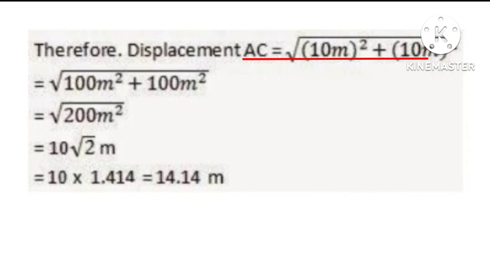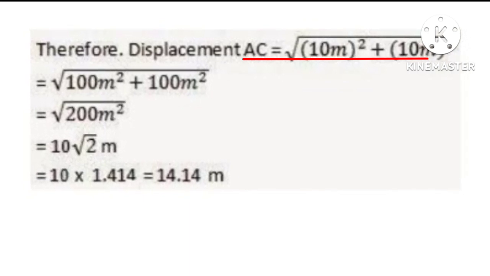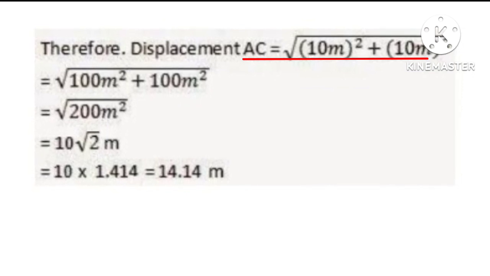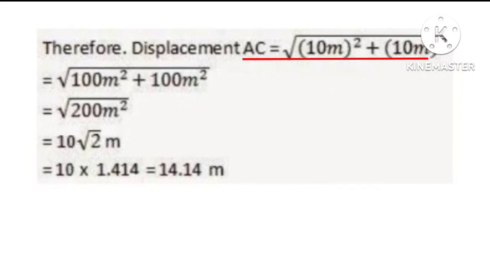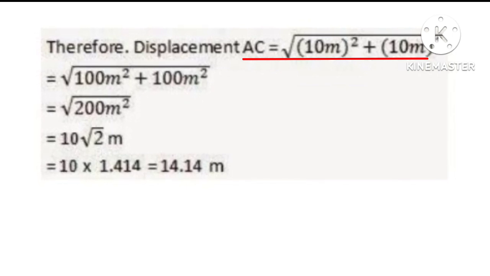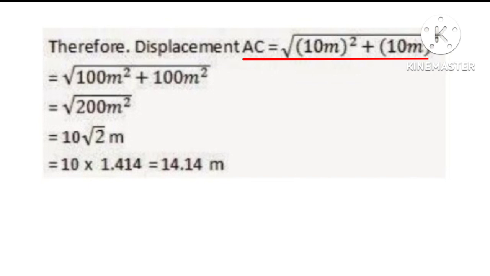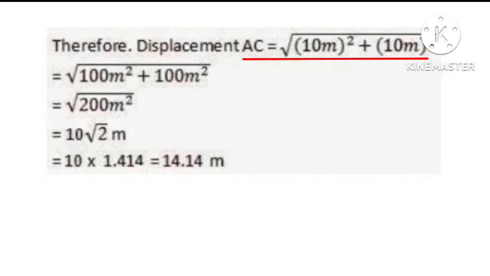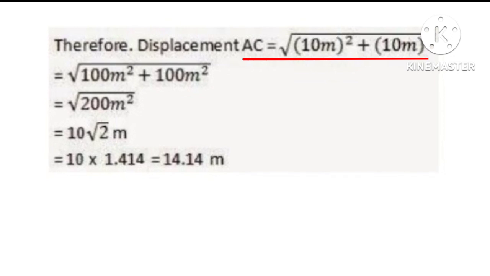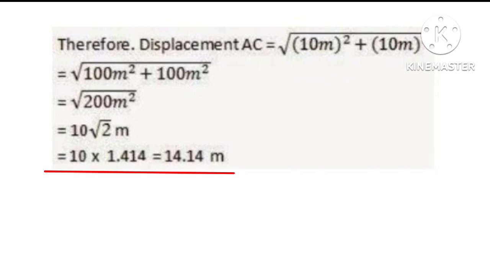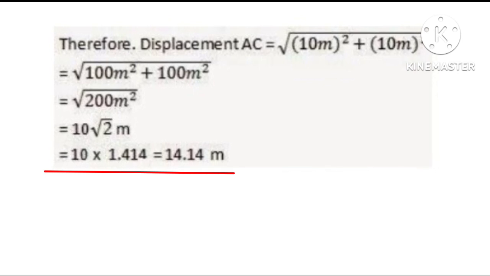Here, each side is 10 meters. Therefore, AC will be equal to root of 10 square plus 10 square, that is 100 plus 100, and that will be equal to root of 200. That is root of 2 into 100. The square root of 100 is 10. Therefore, we can write it as 10 root 2 meters. And the value of root 2 is 1.414. So we get the answer as 14.14 meters.